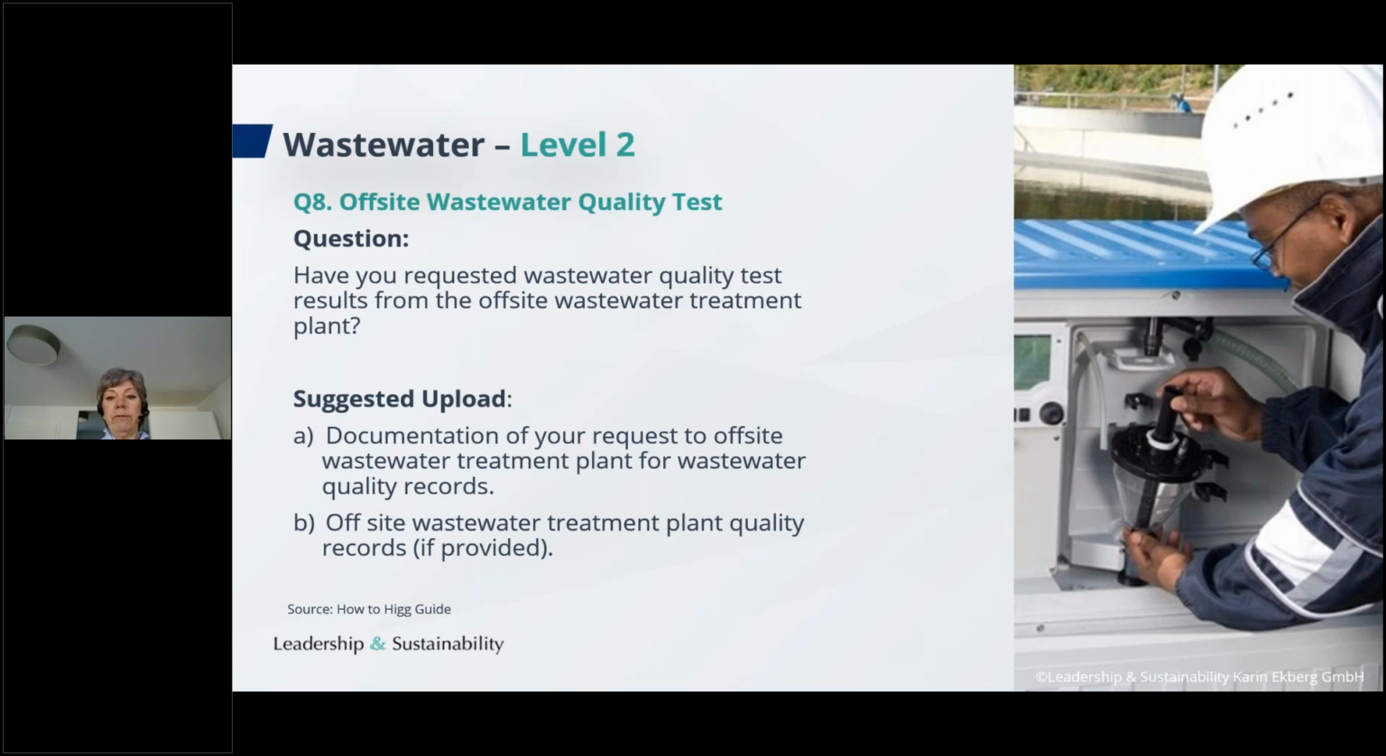And then you get full score. If they respond to you, that's great, and then you should upload that corresponding document. But you don't get penalized if you don't get a response from the off-site wastewater treatment plant, because SAC is aware that not all off-site wastewater treatment plants may give that information or may publish that information, and you should not be punished because of that.